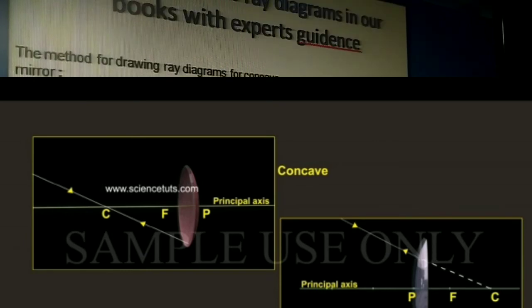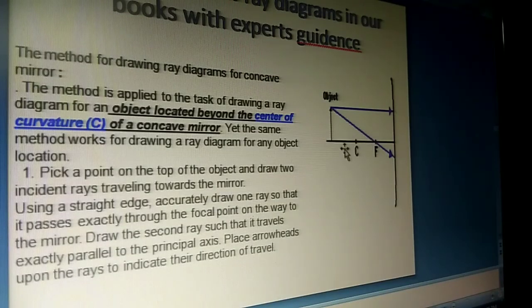Now, how can you draw the ray diagram? Suppose this is the curvature of a mirror. The midpoint of this curve is known as the pole of the mirror and is designated by P. The center of the sphere of which this curve is a part is called the center of curvature and is designated by capital C. The distance between the pole of the mirror and the center of curvature is called the radius of curvature.